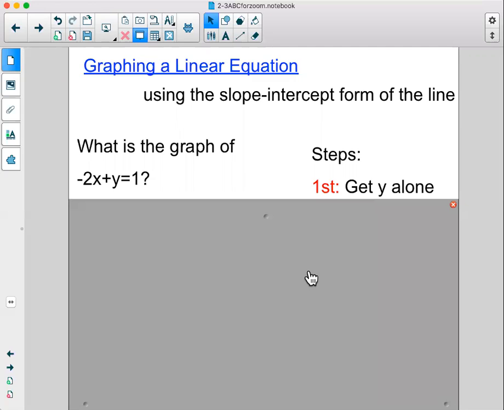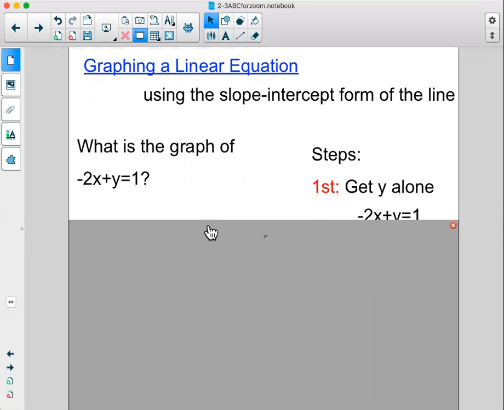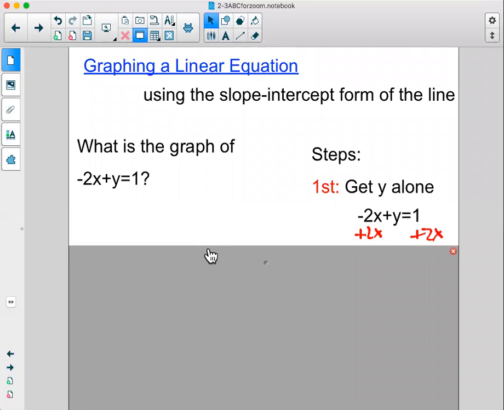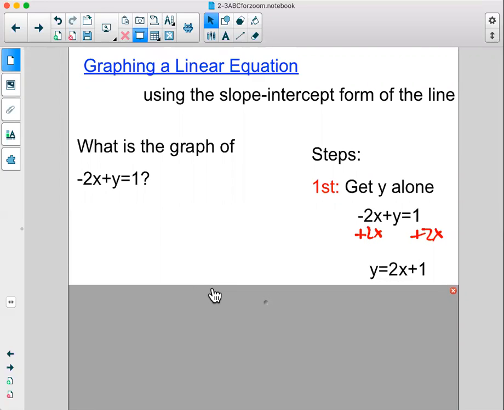So if you want to graph this line and someone gave it to you in this form, standard form, you could first get y alone by using your inverse operations. In this case, in order to get y alone, we could add 2 to both sides and we would have y isolated, or all alone.